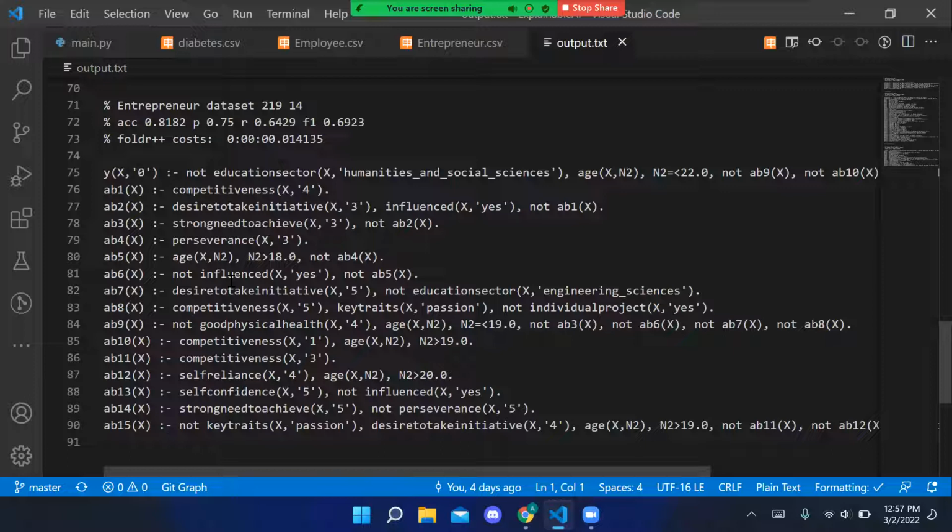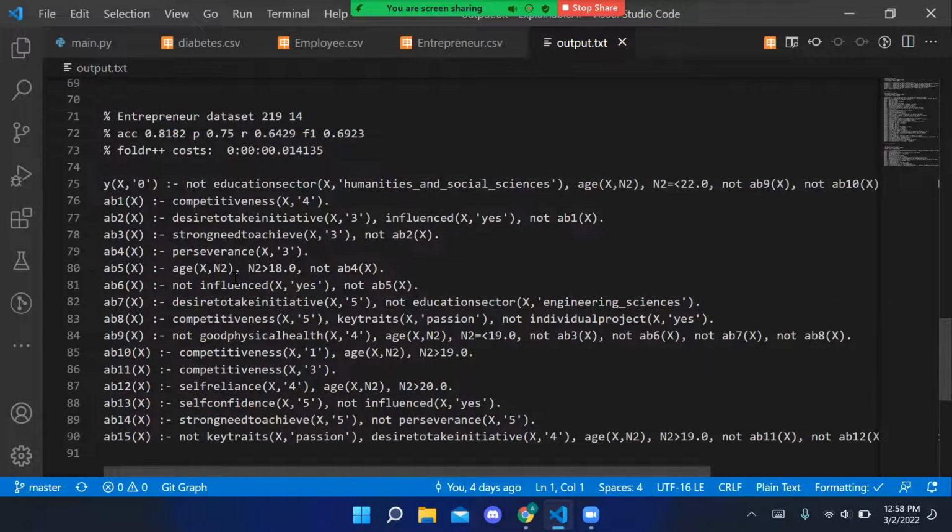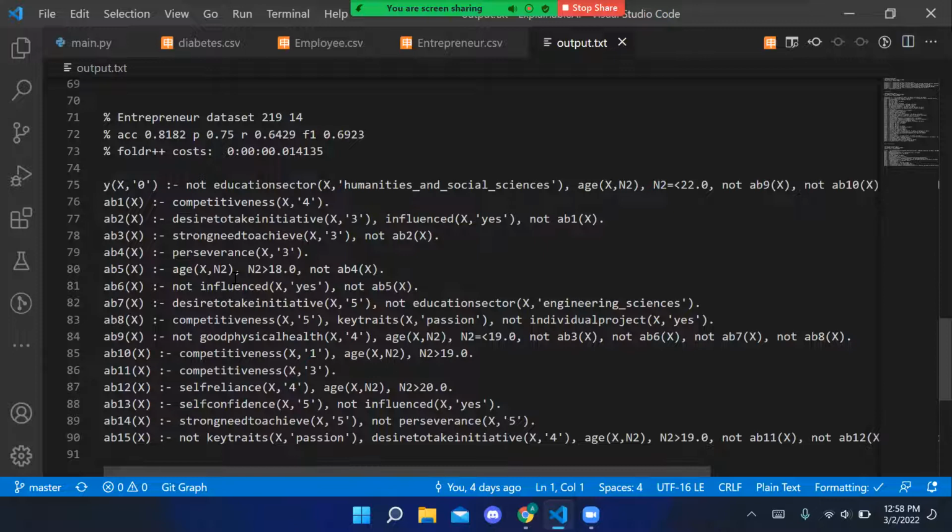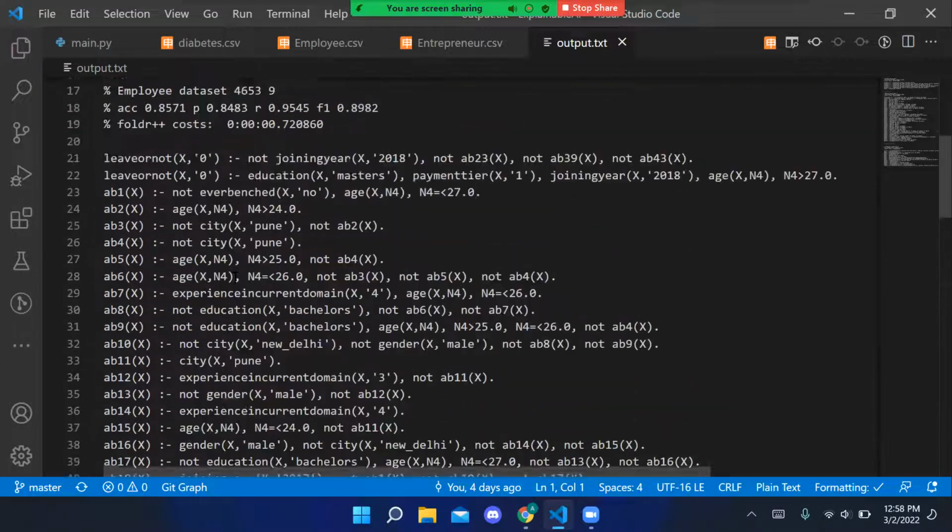And so it tried its best to generate a rule set that encompasses whatever the training data was trying to say. In this case, you see that competitiveness, desire to take initiative, all of it kind of came up multiple times, but competitiveness seemed to be the most important feature. So that one is what I would say. It makes sense, but it is not as clearly shown as it could be, like it was with the diabetes data set. So I thought that was really interesting.